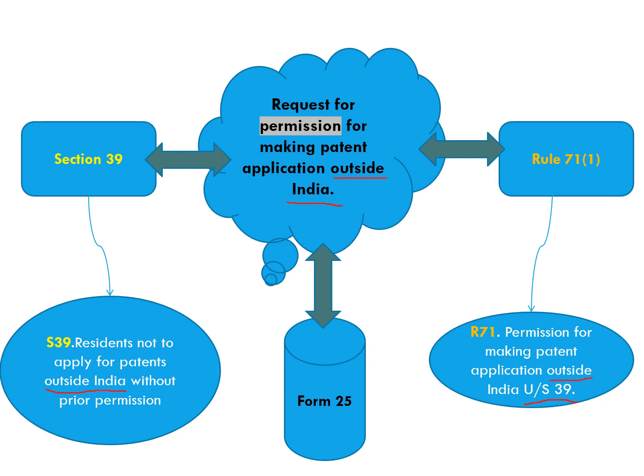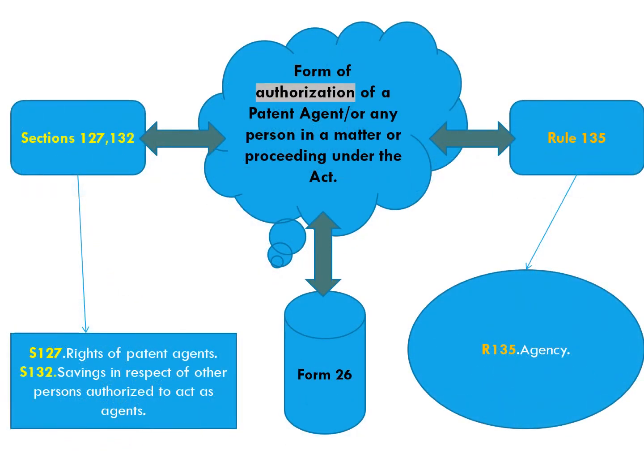Fine. So here the primary keyword is permission, the secondary is outside India, and we can link up form 25, section 39 and rule 71. Okay, and this is based on request for, just a minute, friends, just a minute. That was completed actually. That means the keyword was permission. A prior permission is needed when we have to apply in a country outside India. Fine. So let us continue with form number 26.